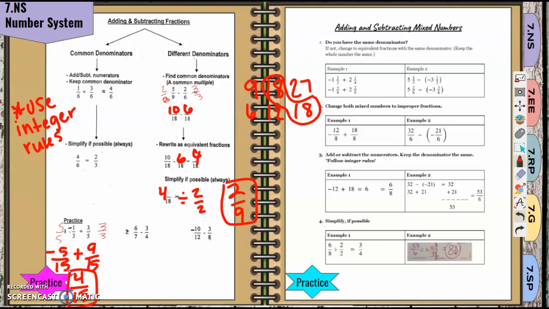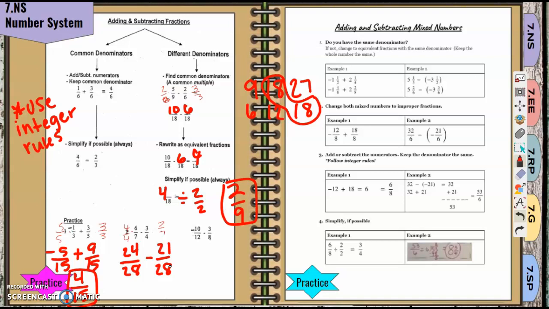Number 2, I have 6 over 7 minus 3 over 4. My common denominator is 28. So I'm going to multiply 6 over 7 by 4. 4 times 6 is 24. 4 times 7 is 28. Minus, I've got to multiply 3/4 by 7. 3 times 7 is 21. 4 times 7 is 28.